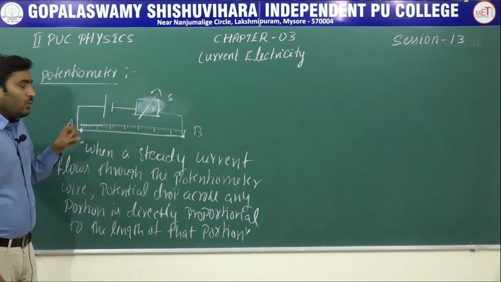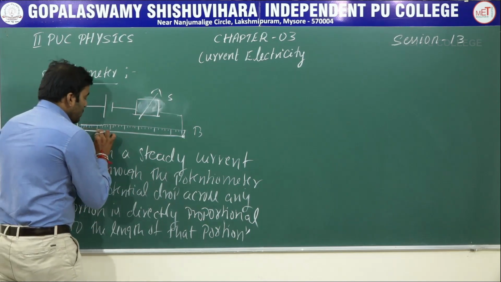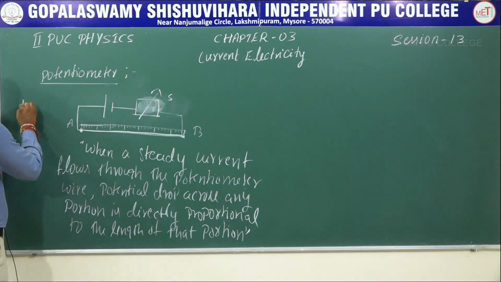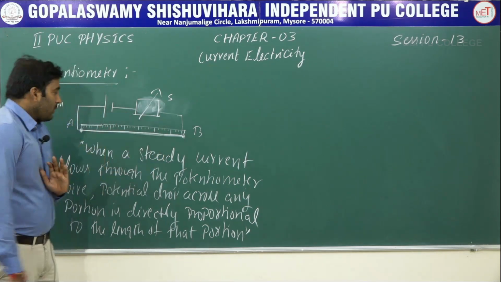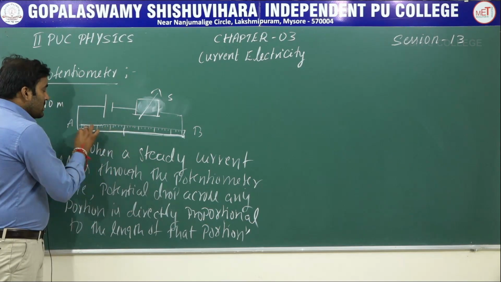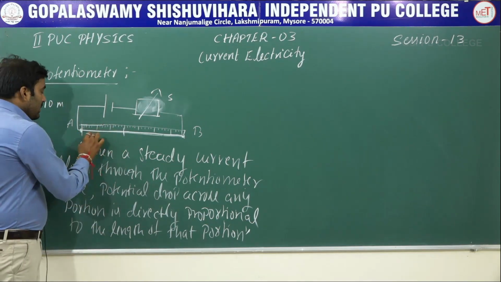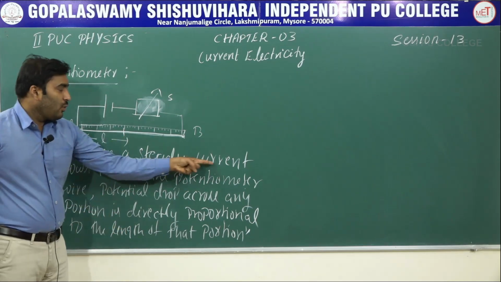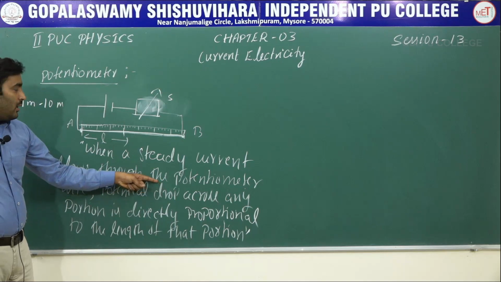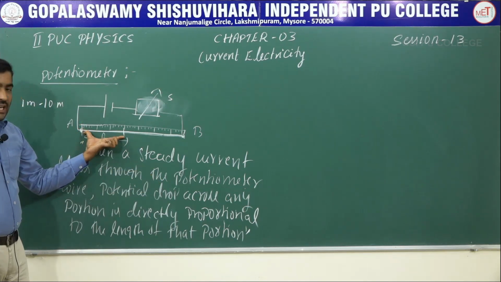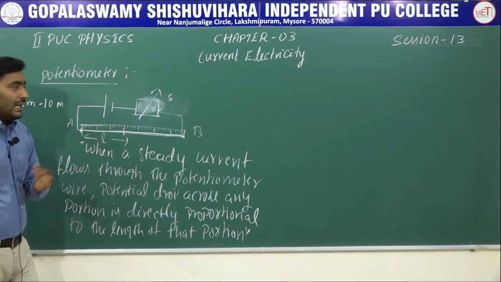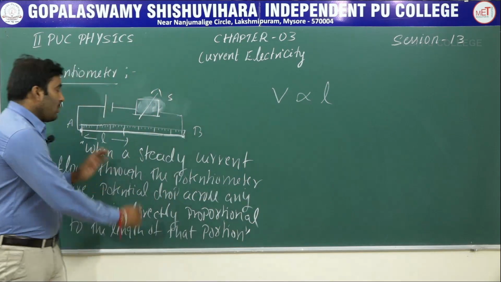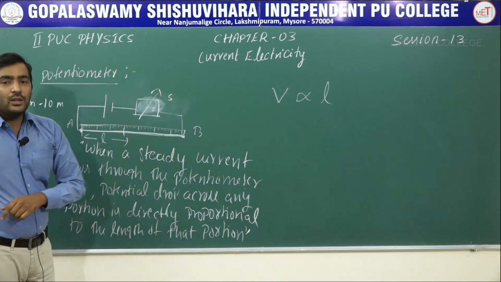This forms the primary circuit, and this is a potentiometer wire of uniform thickness having a length varying from 1 meter to 10 meter. Here, if I want the potential drop across this length, say the length is L, then the principle of potentiometer says that when a steady current flows through the potentiometer wire, the potential drop across any portion is proportional to its length. That is, V is proportional to L.